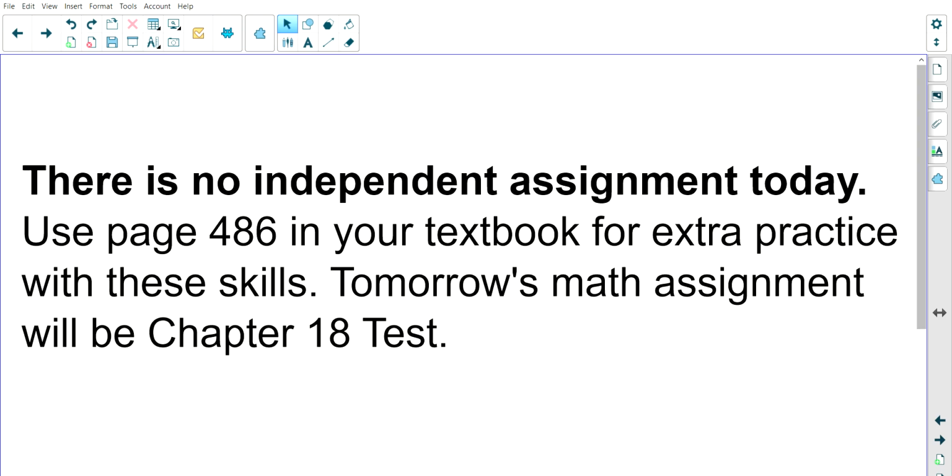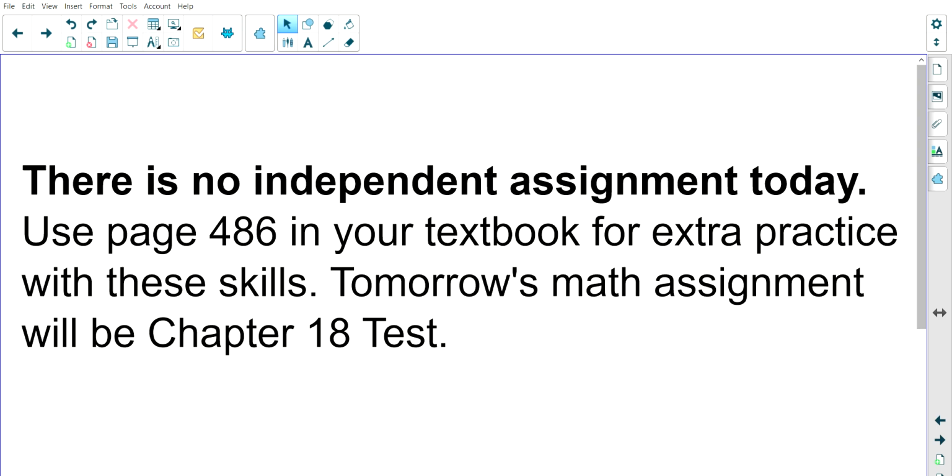Tomorrow's math assignment will be Chapter 18 test, so you won't be seeing a Smart Notebook presentation from me. You will just be working on your Chapter 18 test. Please make sure to show your work, and remember this is a test. So you can ask your parents questions, but please don't have them give the answers to you. I want to see what you know so I know how to help you best when we return to school or to continue our online distance learning.